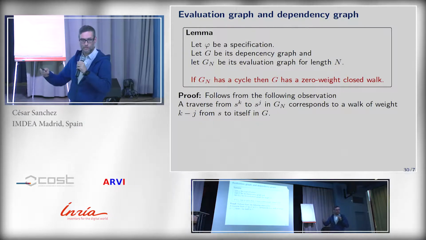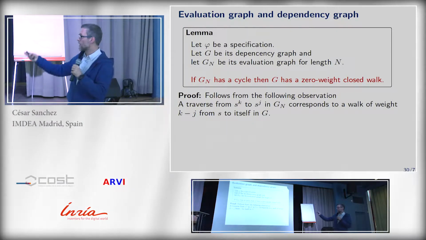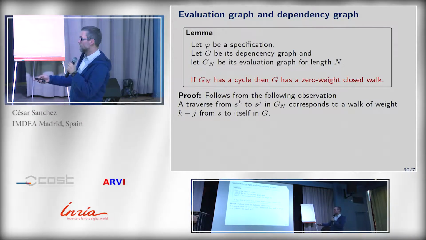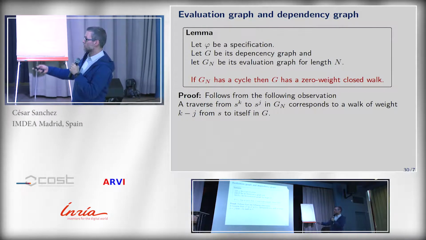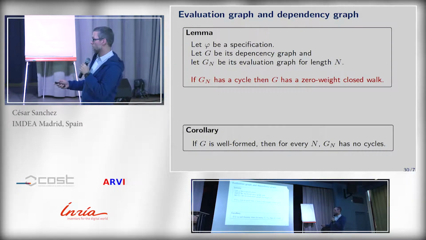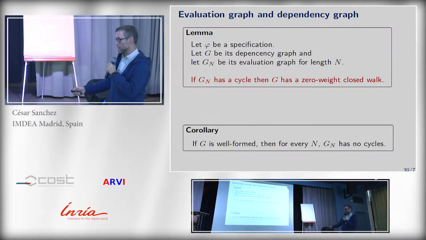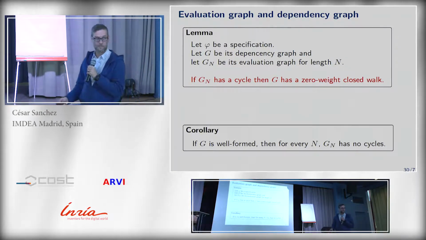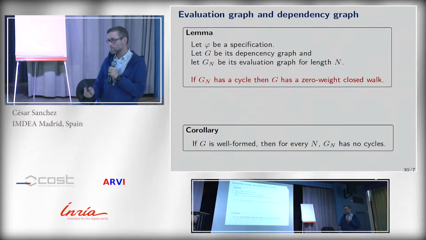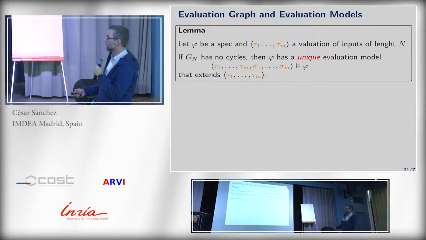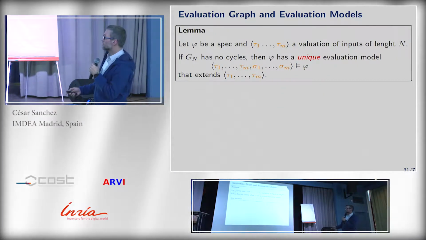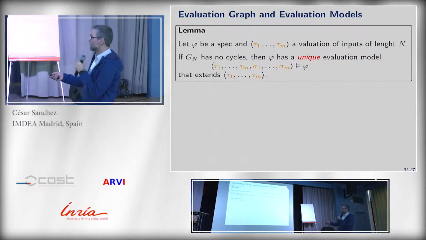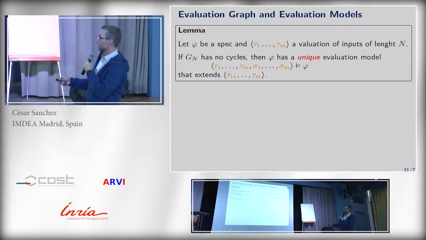Yeah, well, the proof goes graph theoretically exploring for an arbitrary n the relation between a closed walk and the walks in the corresponding dependency graph. Okay. And this is a corollary that I was telling you. If G is well-formed, then for every n, Gn has no cycles. So we just need one missing piece in all this theoretical development. Oh, just a second. Yeah, which is a connection between the evaluation models and the evaluation graph.